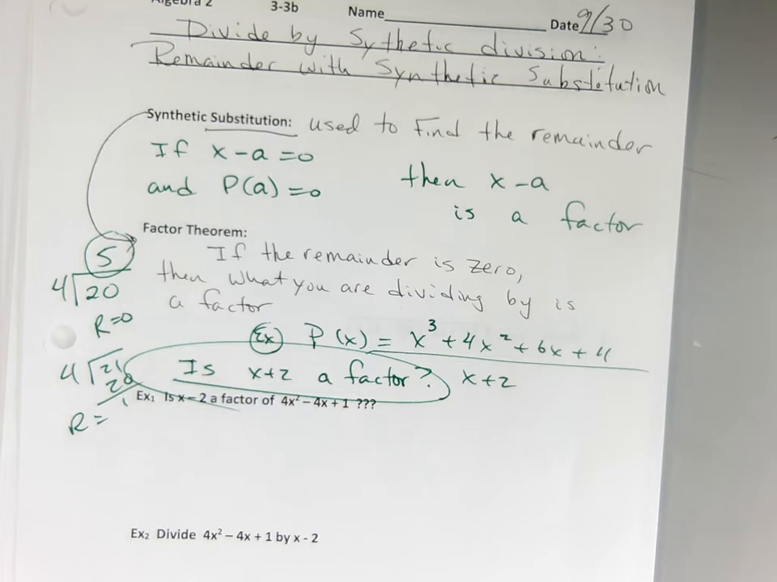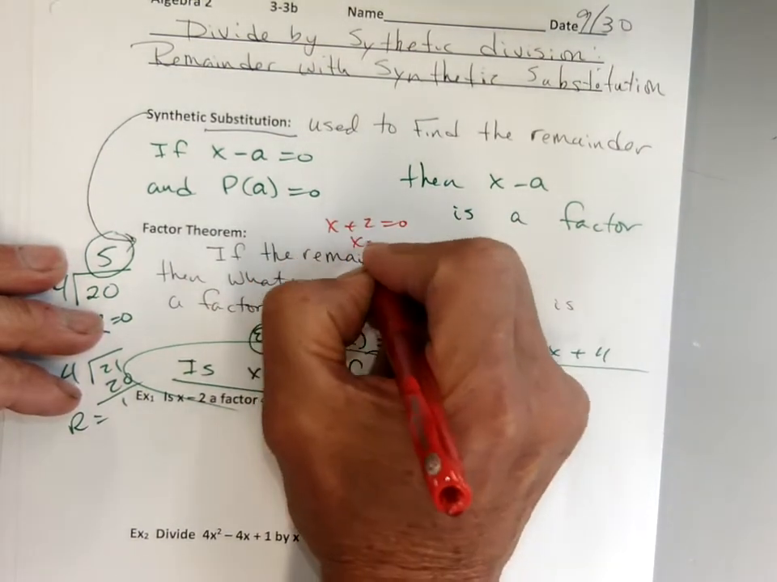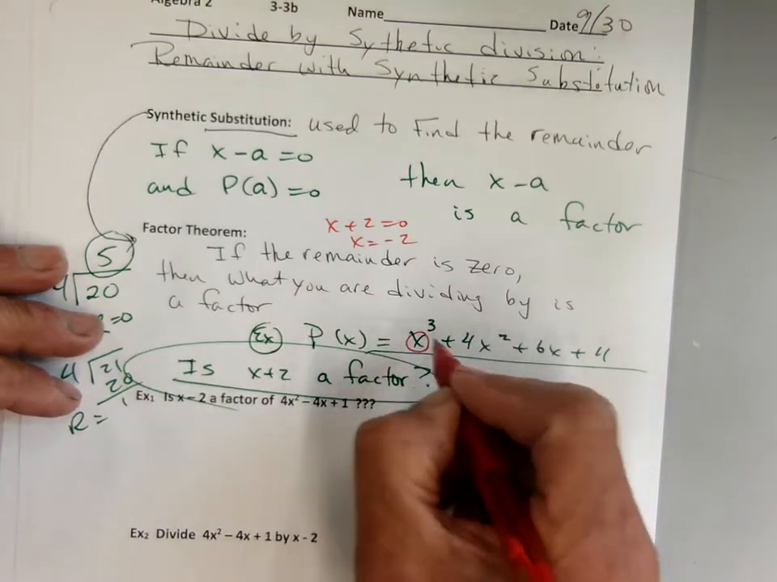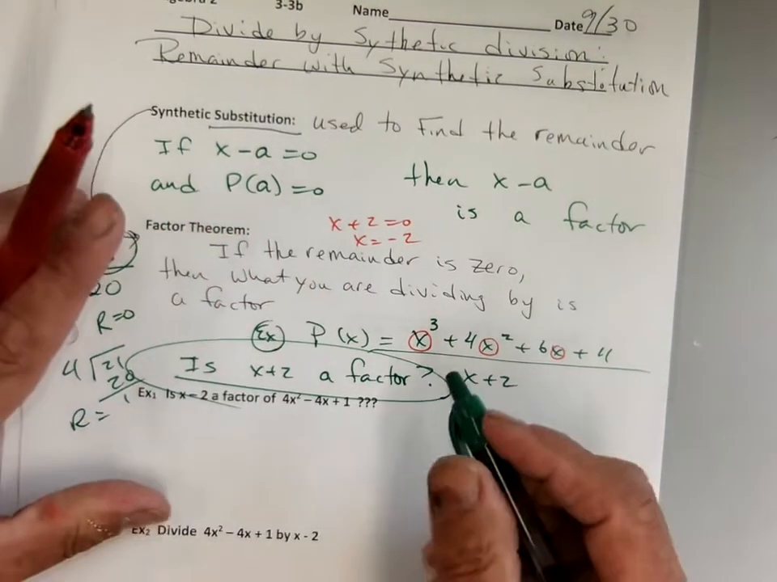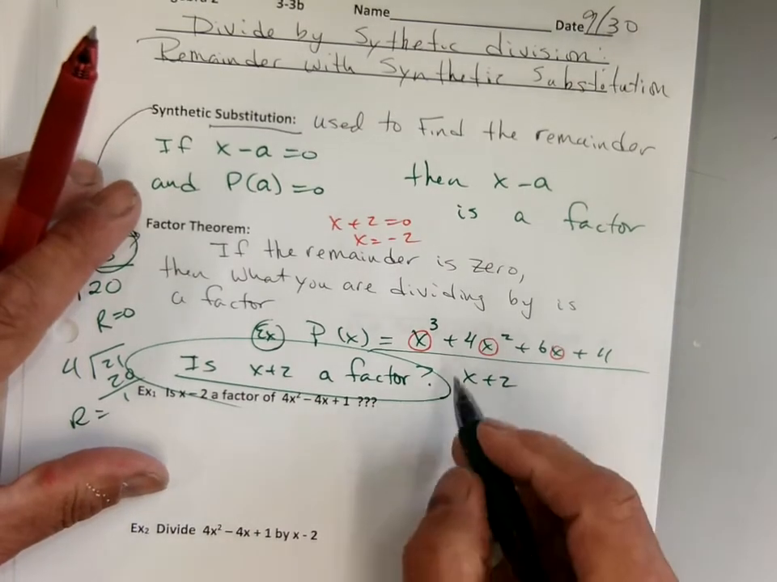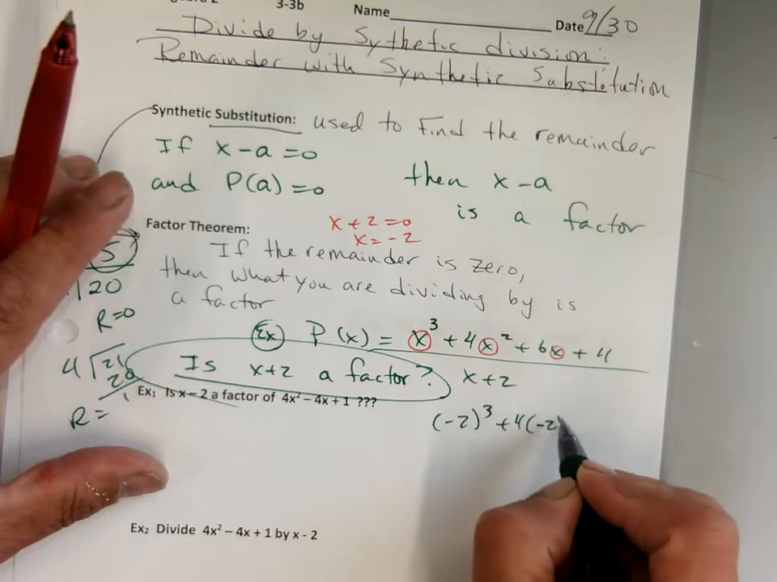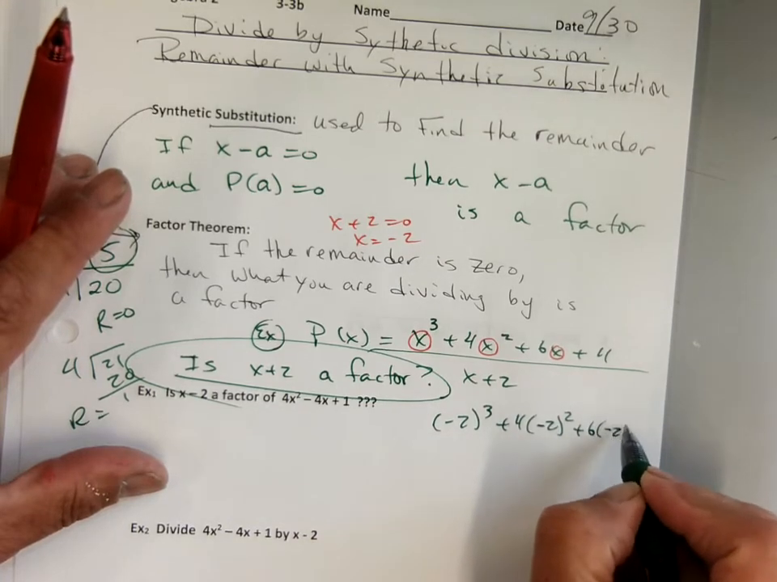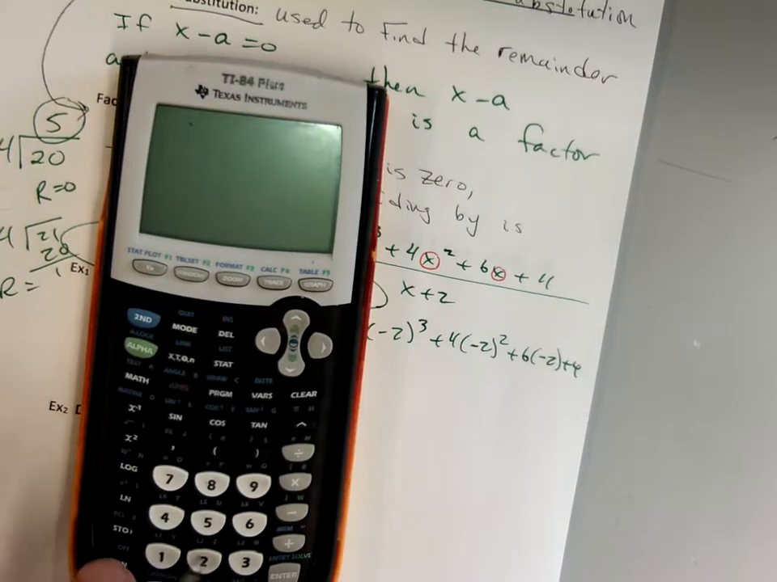Does that make sense? So synthetic substitution. Substitute. So if I take x plus 2 equals 0, or x equals negative 2, I'm going to plug negative 2 in for x. Okay, let's see what happens. So I take negative 2 cubed plus 4 times negative 2 squared plus 6 times negative 2 plus 4. That's a lot. Okay, so let's go ahead and use my calculator.